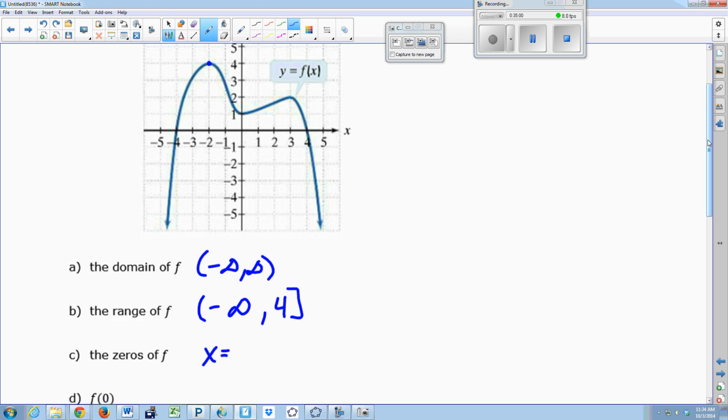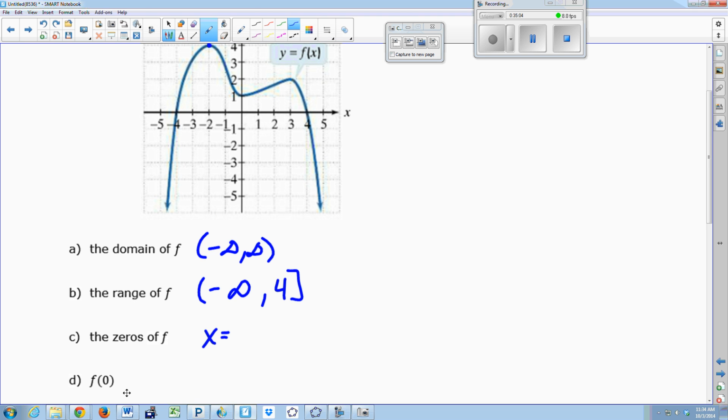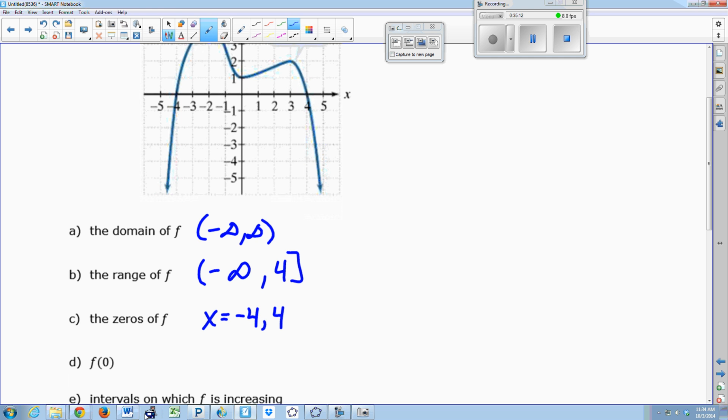X is equal to 1. Okay. Okay, -4 and 4. Good, right? So you just give your x values. F of 0 says, tell me the y value when x is 0. And what do we have for that, Sean?